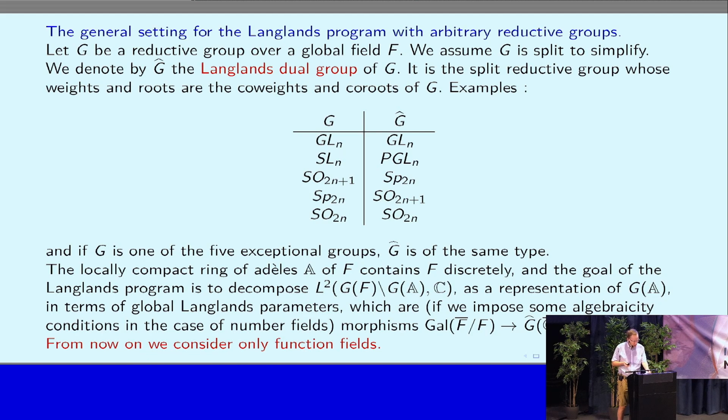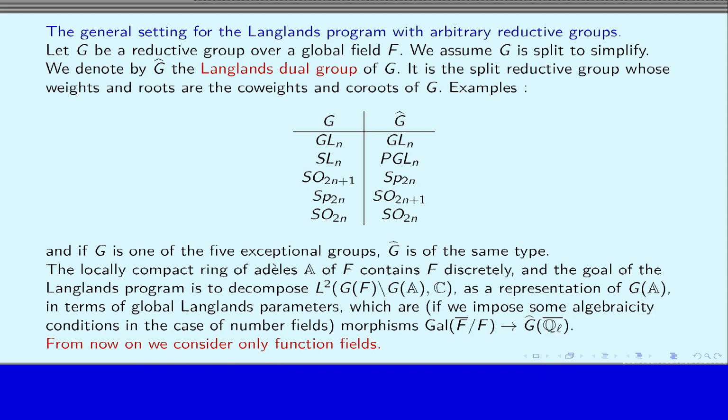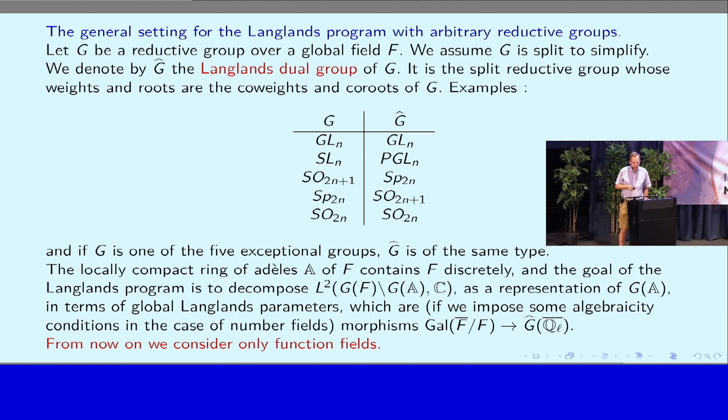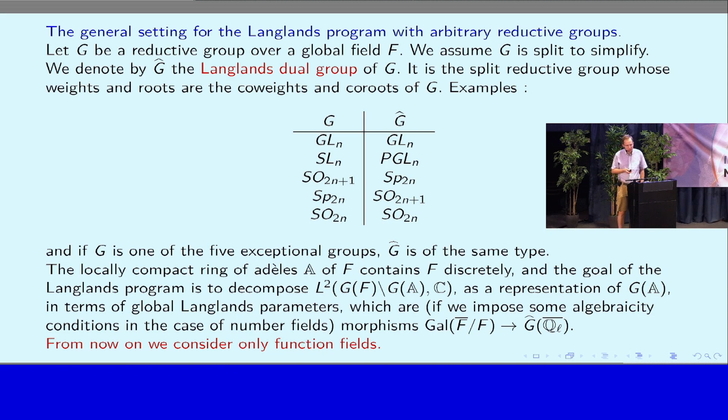So the general setting of the Langlands program is the following. G is a reductive group over a global field. In this talk, I assume G is split. And G hat is the Langlands dual group of G. To obtain G hat, you switch roots and coroots, weights and coweights. And there are examples here of the correspondence between G and G hat.